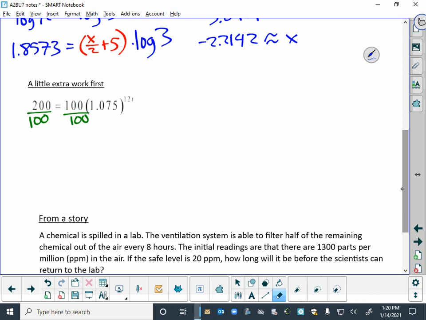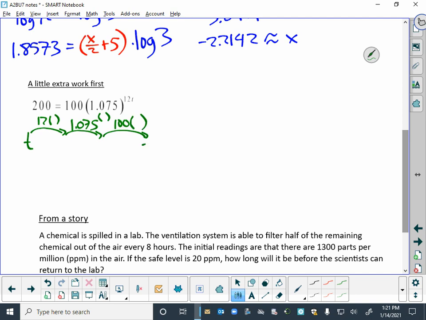In fact, what I'm going to do is demonstrate this one with an arrow diagram because I haven't done that in a little while. So we start with the t. It is multiplied by 12 first, and then that goes into the power of 1.075 raised to the power there. And then we are multiplying by 100, and we're supposed to end up at the end with a 200 as an answer. Okay. Well, we know we've got to work our way back to the t here.